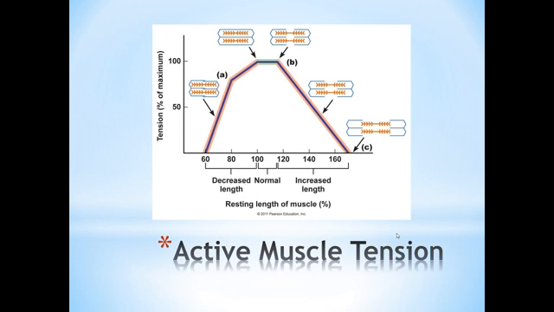So there's an optimal position that a muscle wants to be, and that optimal position is roughly that 100 to 120% of its normal resting length. Positions of excessive shortening result in the inability to generate tension, as well as positions of excessive length create an inability to generate tension.